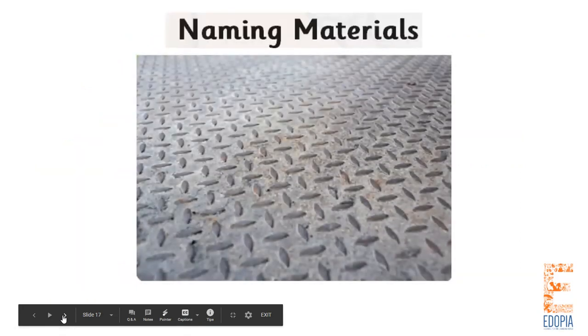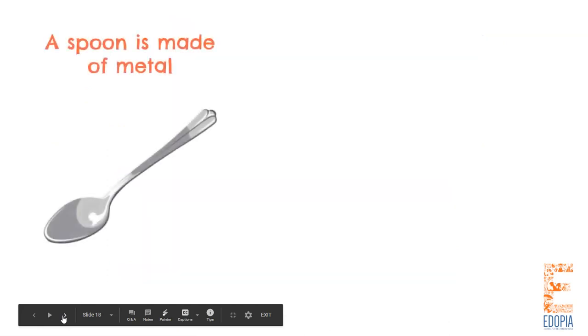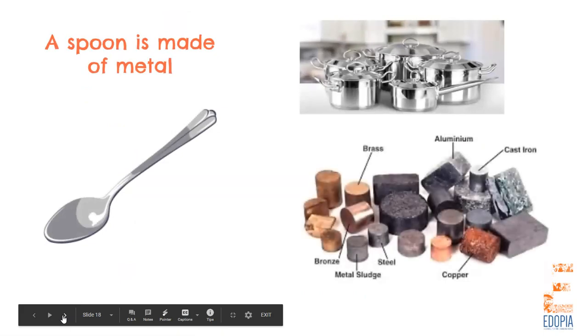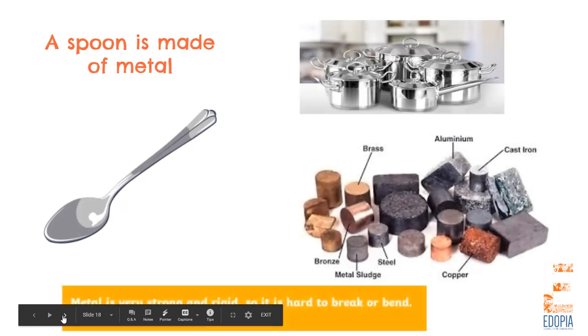Moving on, what do you think this is? So this is metal. Can you all look around and name some objects that are made out of metal before moving on? So a spoon is made out of metal. Pots and pans can be made out of metal. And these are different types of metals: brass, bronze, steel, copper, aluminum, and cast iron. Metal is very strong and rigid, so it is hard to bend or break.